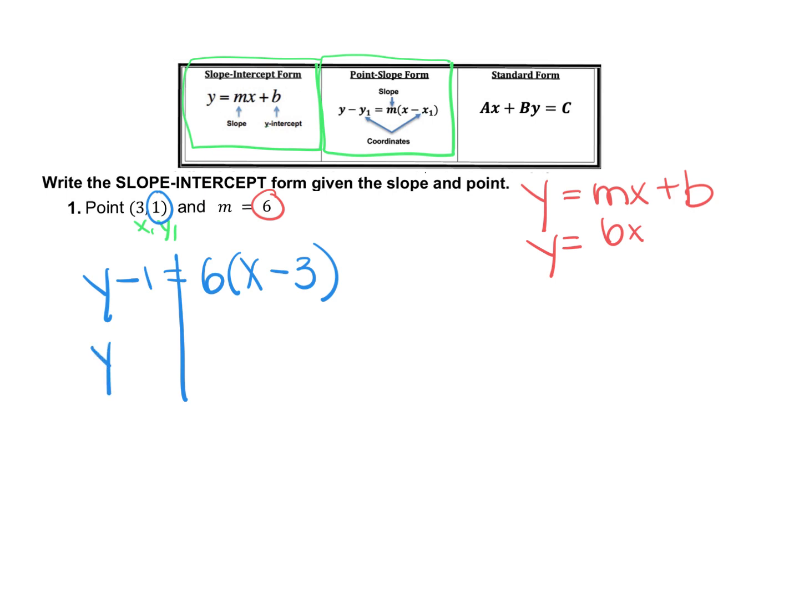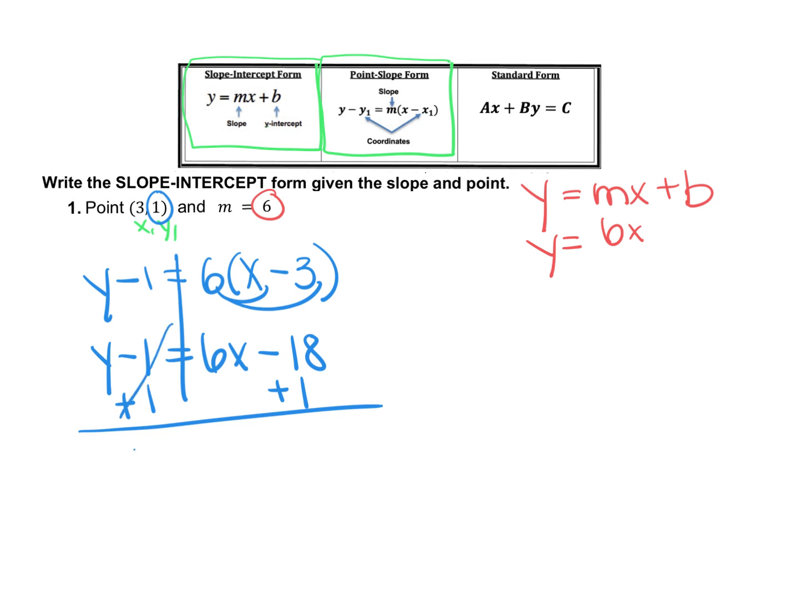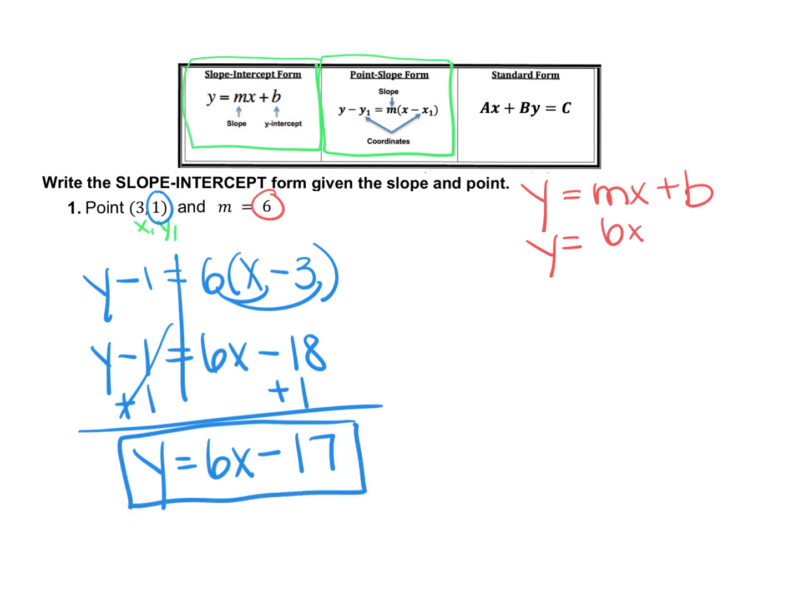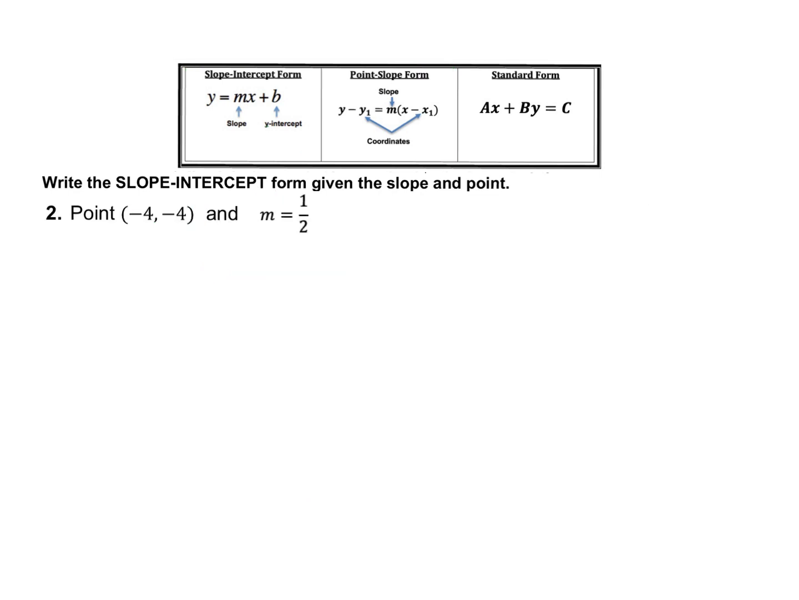So we're going to then just, first of all, simplify. I'll have 6x, and then 6 times negative 3 is negative 18. And now I have to add the 1 to get the y all by itself. And you have y is equal to 6x minus 17. And now you have a slope and you have the y-intercept in slope-intercept form. All right, question number 2.